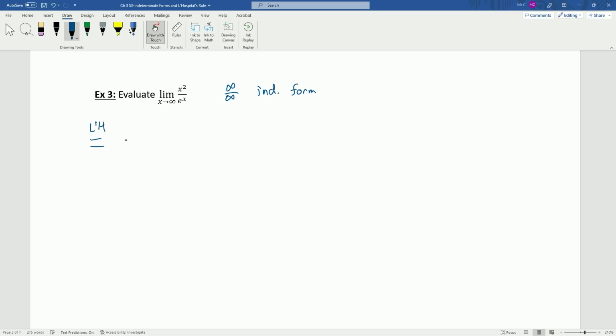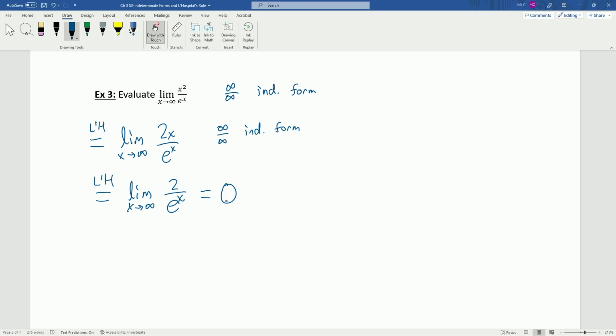So when I apply L'Hopital's rule, I get the limit as x goes to infinity of 2x over e to the x. And when I check this, I see, hey, the numerator still goes to infinity. The denominator still goes to infinity. This is infinity over infinity indeterminate form. So I can apply L'Hopital's rule again. And we get the limit as x goes to infinity of 2 over e to the x. Now my denominator is approaching infinity, but the numerator is just 2, so this whole thing is approaching 0.